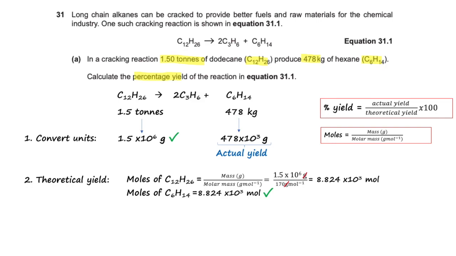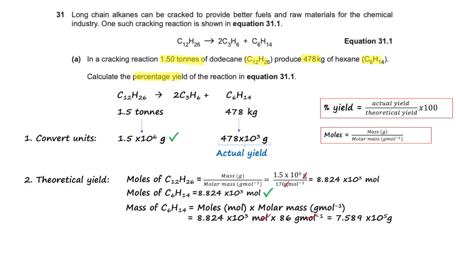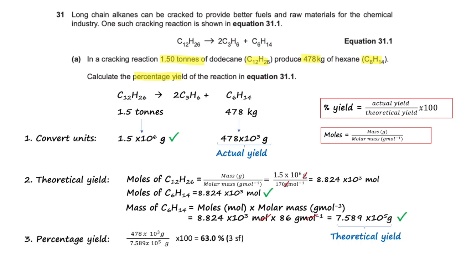Now, to work out the theoretical mass of hexane, we multiply its theoretical number of moles by its molar mass. Finally, by using the equation of the percentage yield, we can divide the actual yield by the theoretical yield and multiply this by 100, and this gives 63.0%.